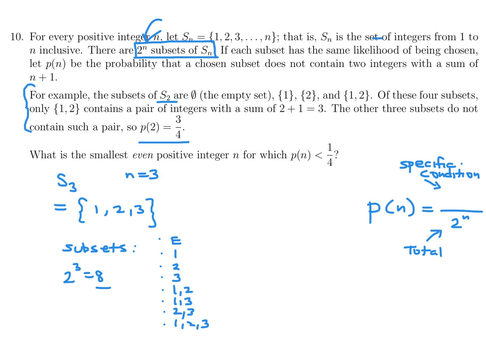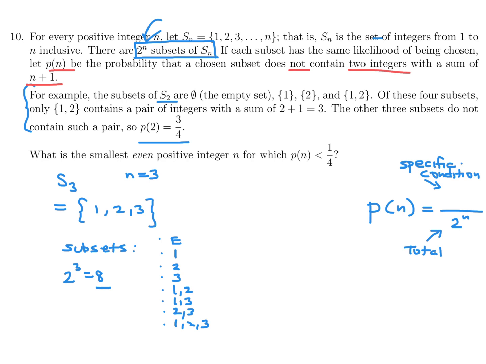Okay, now what I have to do is figure out the condition, which is a very specific condition here. Pn is the probability that a chosen subset does not contain two integers with the sum of n plus 1.